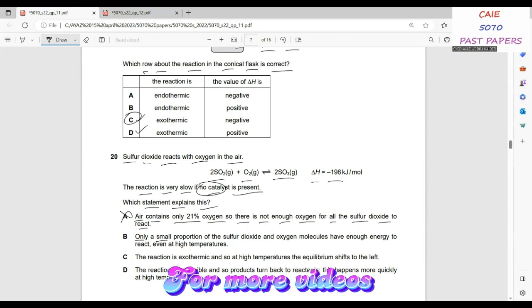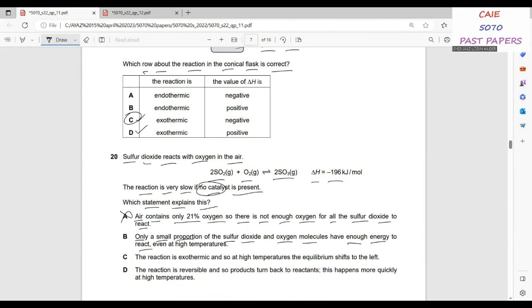B, only a small proportion of the sulfur dioxide and oxygen molecules have enough energy to react even at high temperature. Yes, only small portion, even at high temperature. The reason is that if you add the catalyst, it will decrease the activation energy for this reaction. So there will be large proportion of sulfur dioxide and oxygen molecules reacting together. So B will be the right answer.